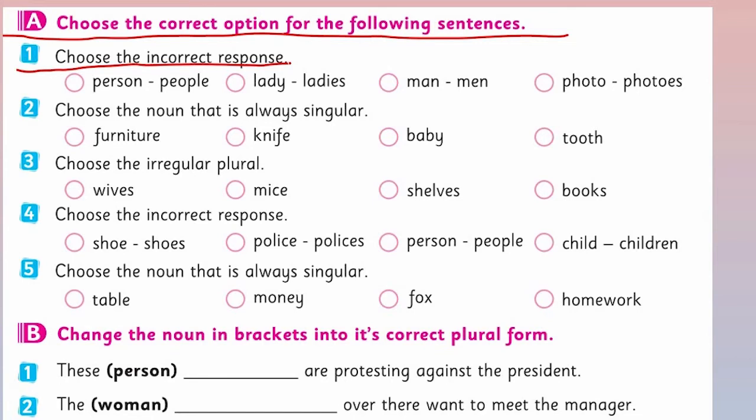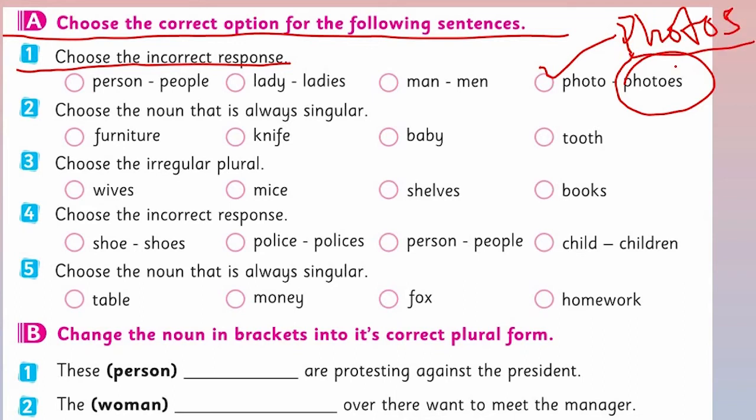Look at the first one. Choose the incorrect response. You have to choose the incorrect one. Which one will be the incorrect? Yes, this is the incorrect one. Photo, photos. The right spelling of this photo is this. We have no e here.